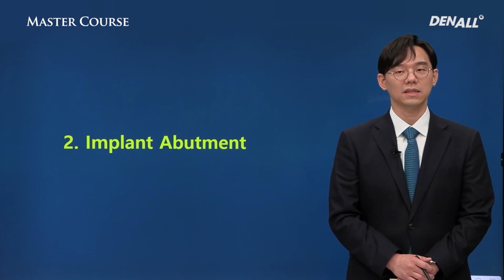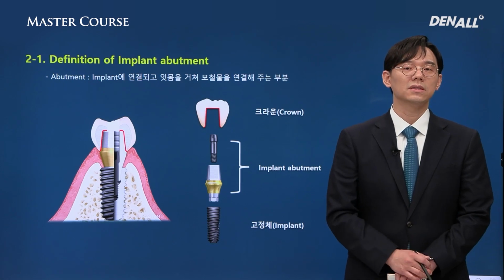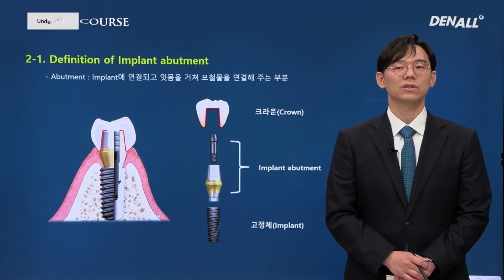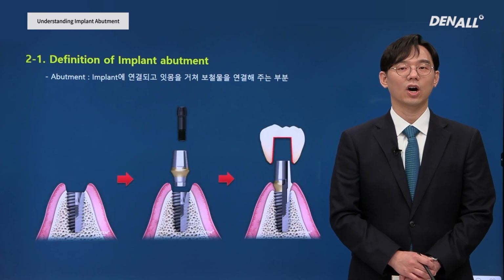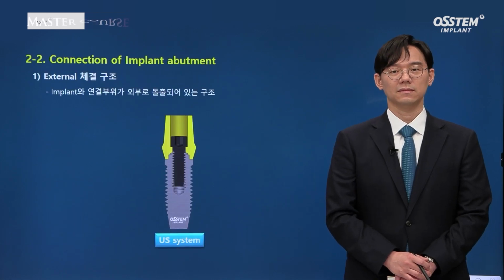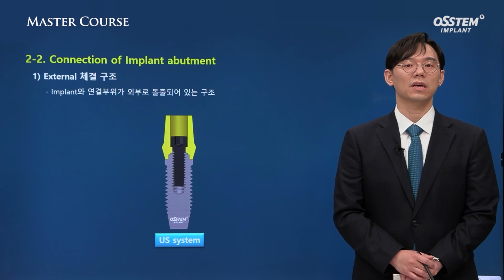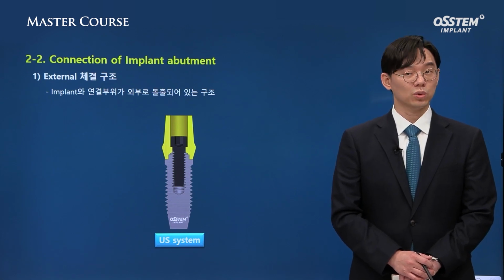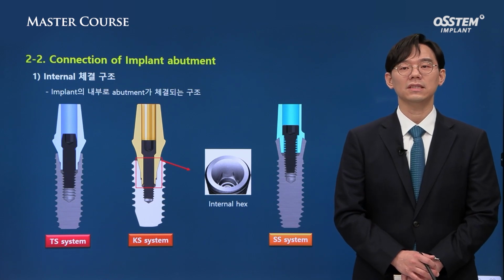Let's talk about implant abutments. Abutment is the middle part which connects implant and prosthesis. Abutment is connected with abutment screw, and on top crown is cemented. As for the interface between implant and abutment, for external connection, it is outside of implant, and for internal connection, it is within the implant.